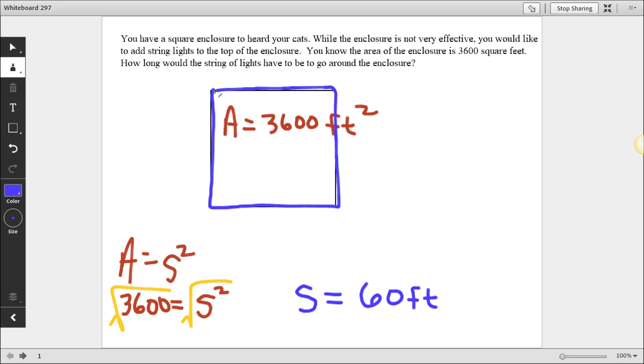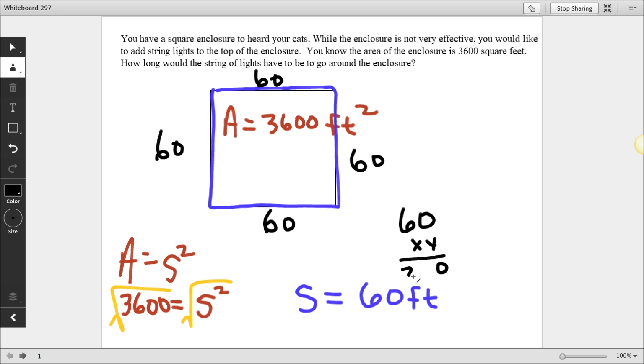Well, each side is 60 feet. So that side 60 feet, that side 60 feet, that side 60 feet, and that side 60 feet. So guess what? I've got to add those 4 sides up. So 60 plus 60 plus 60 plus 60, or I can just do 60 times 4 is 240. So 240 feet of lights are needed to surround the top of my enclosure for my cats.